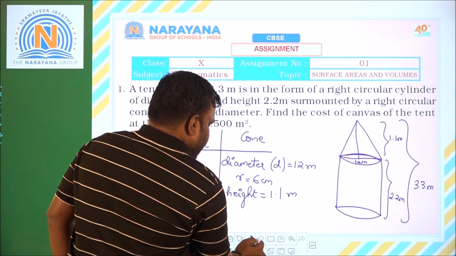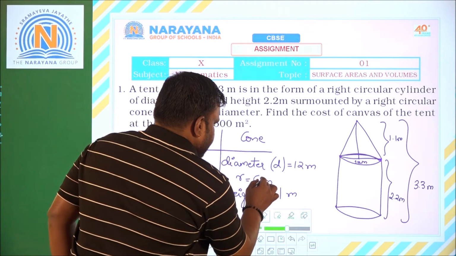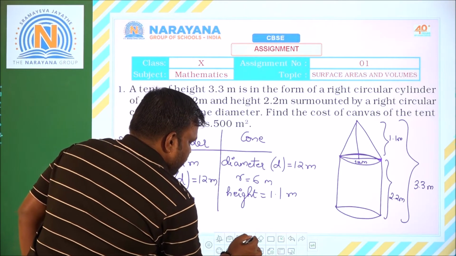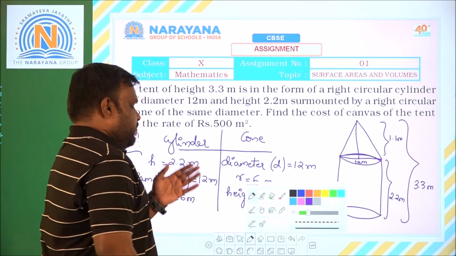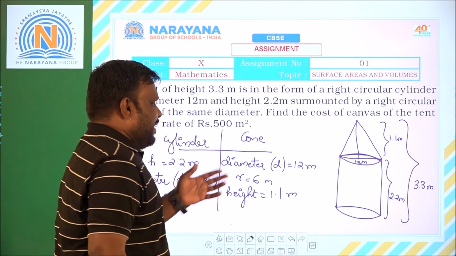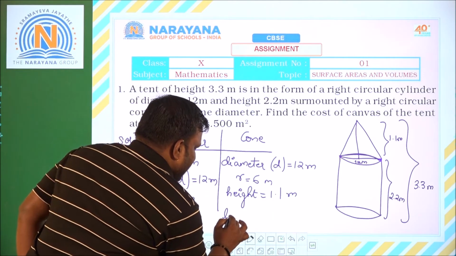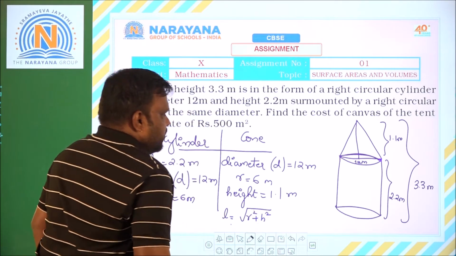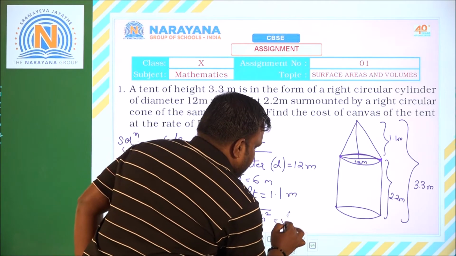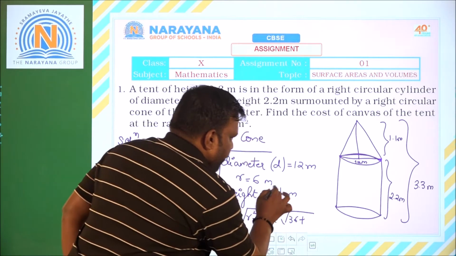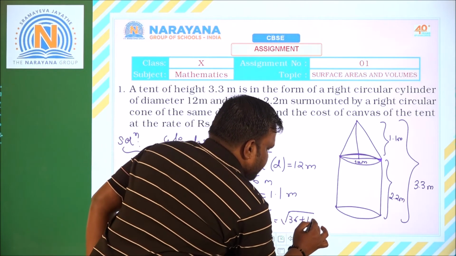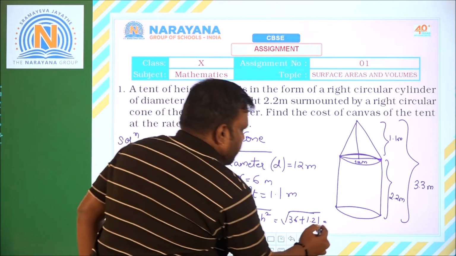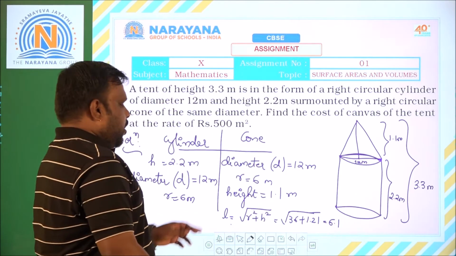Now, after getting this 1.1, we need the slant height. See why we are finding the slant height: the CSA of the cone is pi r l, right? So we have to find the slant height. Slant height is equal to the square root of r squared plus h squared. So here it is 6 squared, that is 36, plus 1.1 squared is 1.21. So this is 37.21, and the square root of this is 6.1. So l also we got as 6.1.